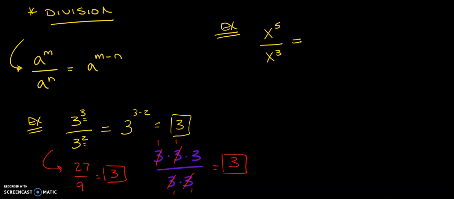So one more example. What if we do x to the 5th divided by x cubed? That's x to the 5 minus 3, and that's going to be x squared. All right, so I hope this helps. Some simple review of the rules of multiplying and dividing exponents.